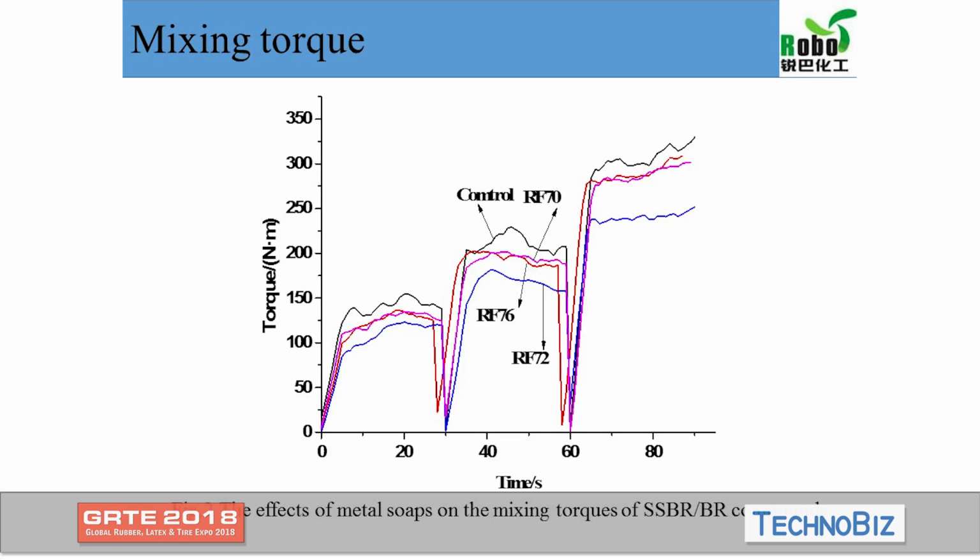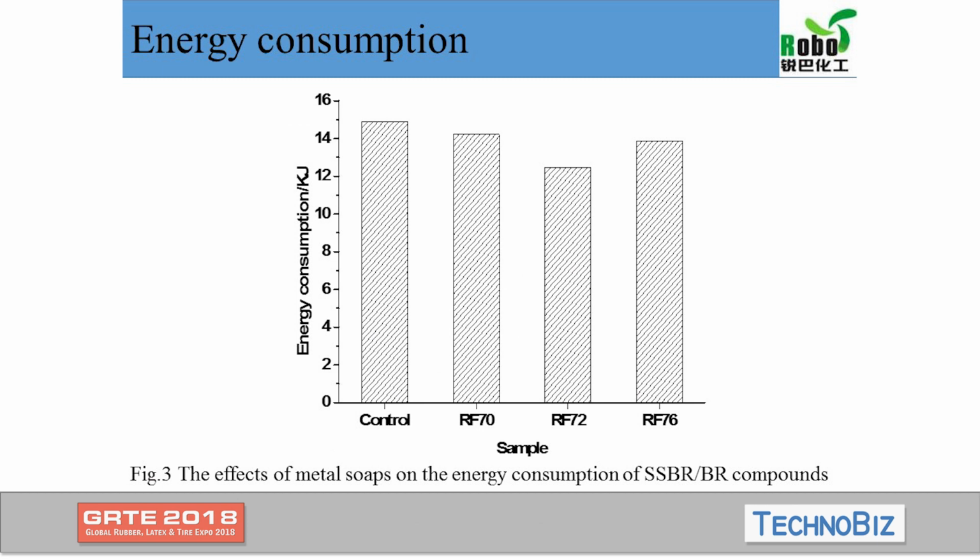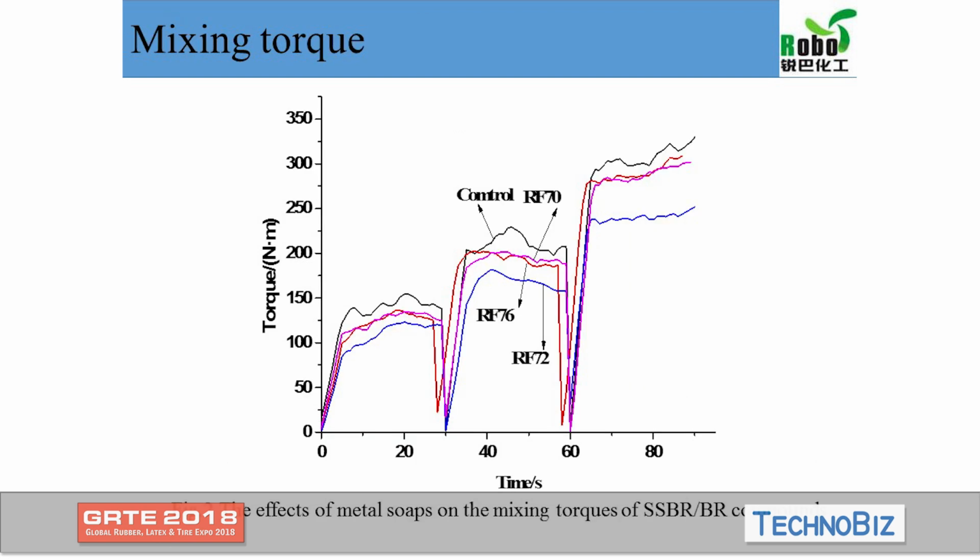Here are the results and discussion. We can see that with the addition of metal soap, the mixing torque declined and the energy consumption decreased. It indicates that metal soap can effectively improve the processing ability of rubber compound.